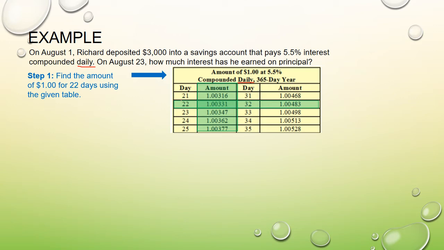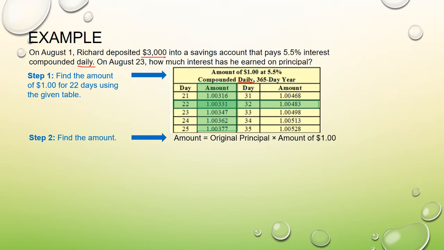We look at the row where it says 22 and the amount is 1.00331. Basically, that means for every $1 you put in, you get $1.00331 back. That may not sound like a lot because it's per day, but when it adds up, it can make a difference. All right, so we have that number. Now we need to find the amount.